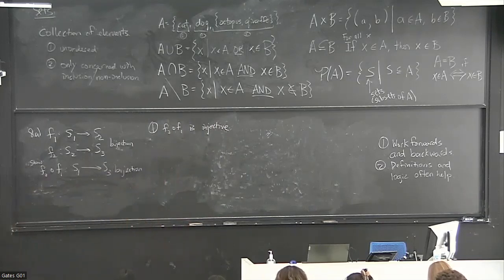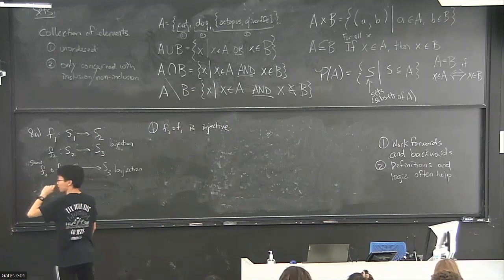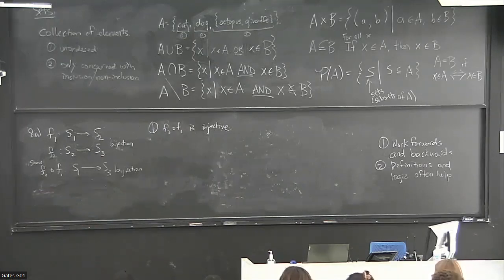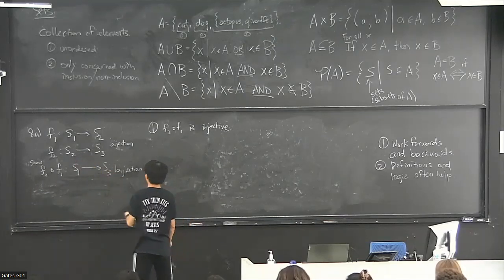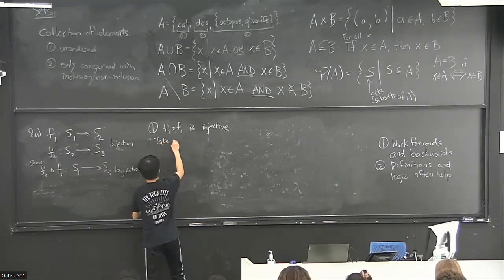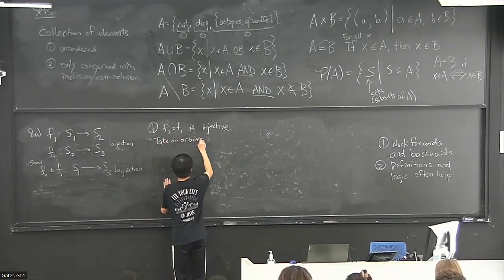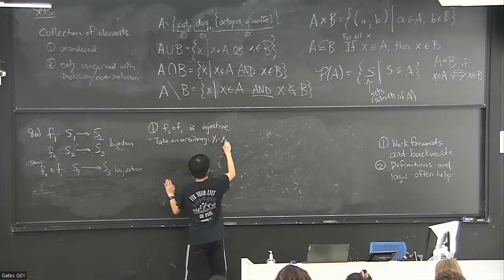What does it mean to be injective? It means that for all x and y. Let me change the notation. So there are y1 and y2 inside Y. So for all y1 and y2 inside Y, if f of y1 is equal to f of y2, then y1 is equal to y2. To show that it's injective, for every y1 and y2, we can say take an arbitrary y1, y2 inside Y.